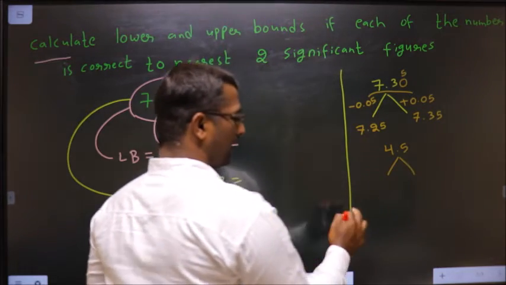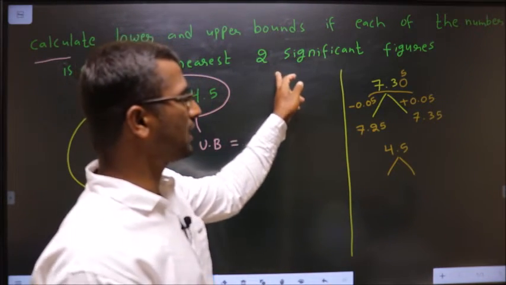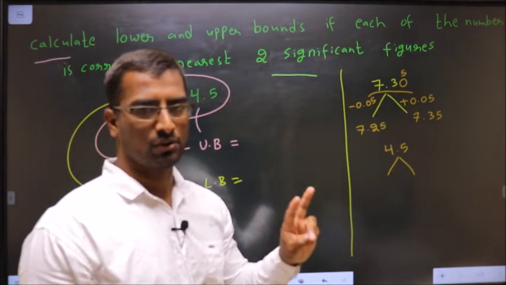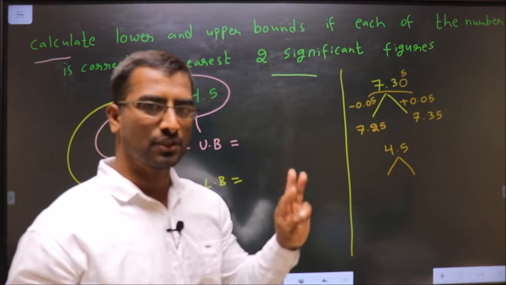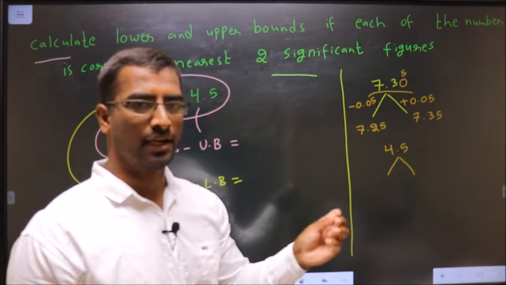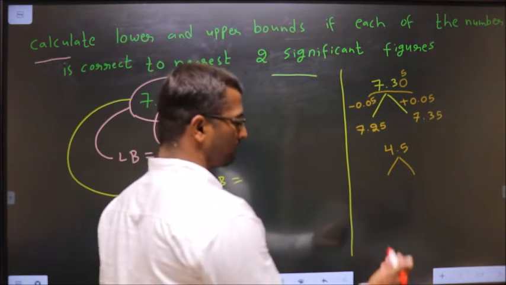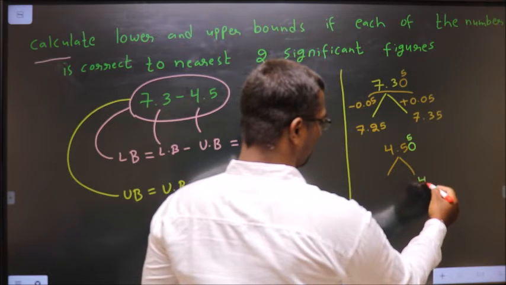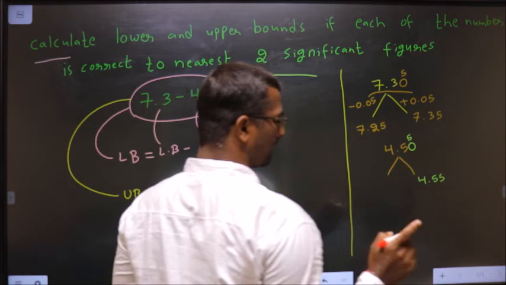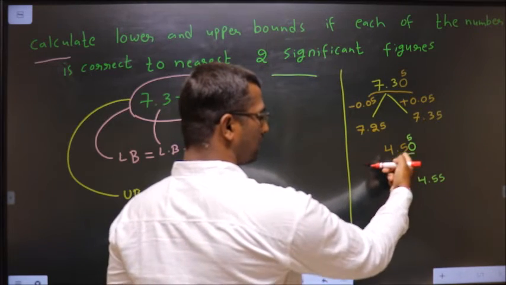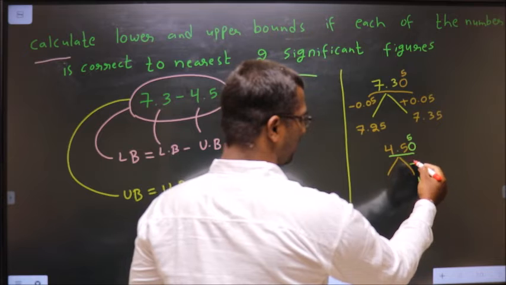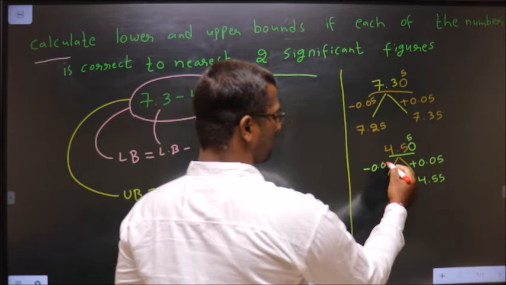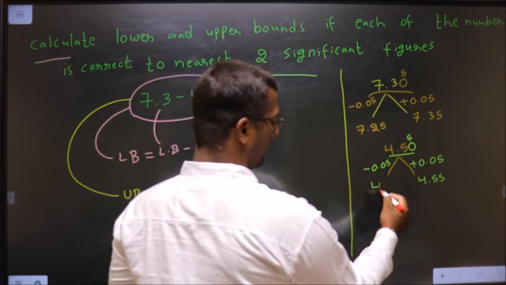Now the next number is 4.5. This also is correct to the nearest two significant figures. That means earlier there were three significant figures rounded off to two. So now you should make it back to three significant figures. And how do you do that? In this way: if I take 0 here, here it should be 5. Then only it gets converted back to three significant figures. So what should I add to this such that it becomes this? I should add 0.05. Whatever I am adding, I should also subtract it. So when I subtract, I get 4.45.